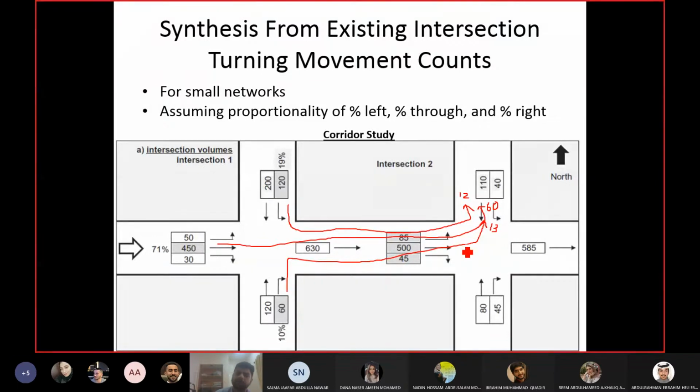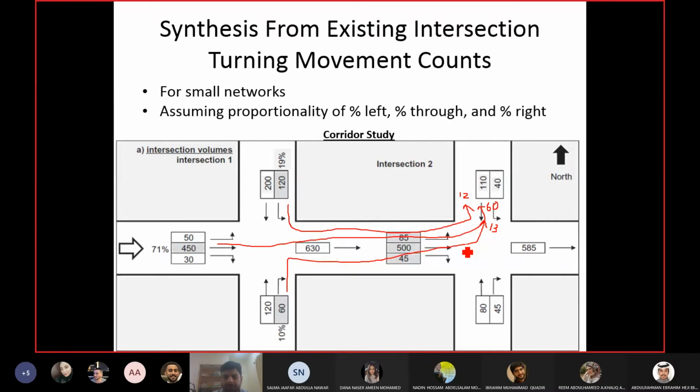So this is how you can calculate the number of trips using the corridor study, from the intersection counts. You are given the intersection counts. First of all, calculate how much count is coming from each zone from the previous intersection, and then you divide each movement from the next intersection according to the same percentage, to know the origin.